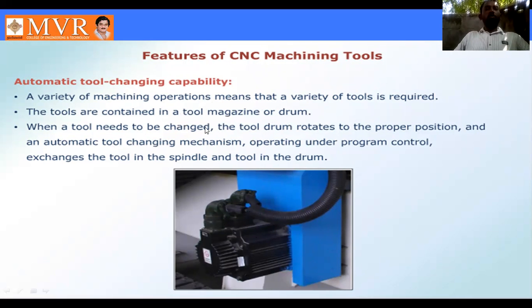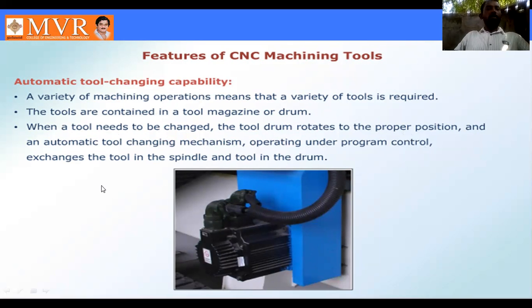So when a tool needs to be changed, what happens automatically? The tool drum rotates to the proper position, and the automatic tool changing mechanism operates under program control. After the drum moves to the proper position, the automatic tool changing mechanism operates under program control. So that is the automatic tool changing capability. How are they changing the tool? Automatically, this is the main definition.